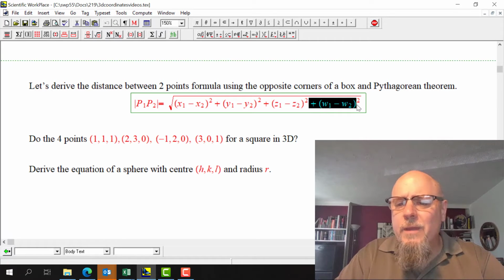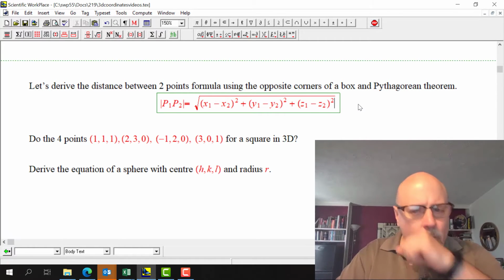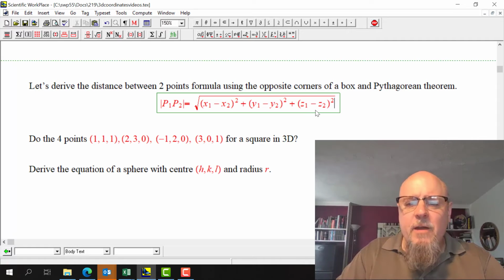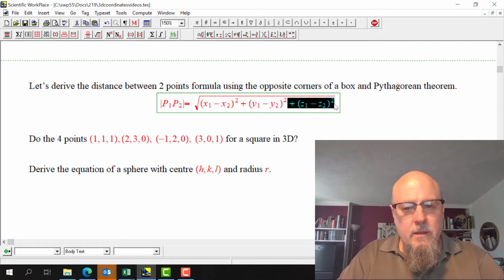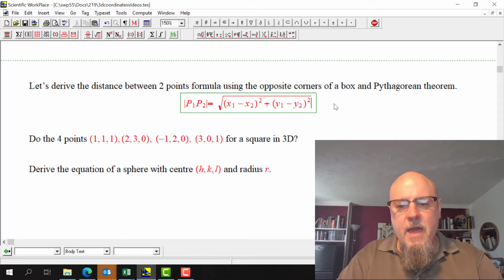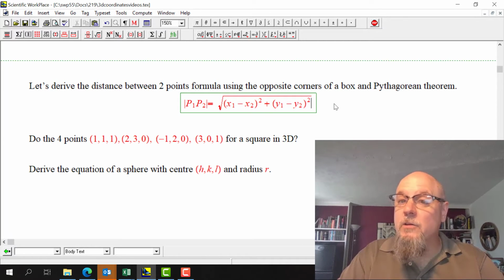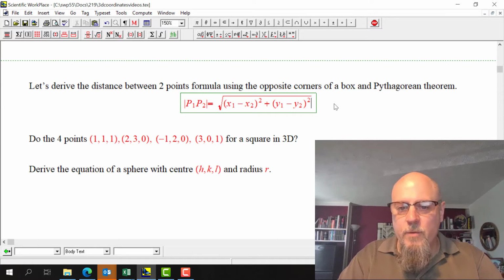But what about going down? If I were to cut that out, that's our regular distance between 2 points formula in 2D that we're familiar with.